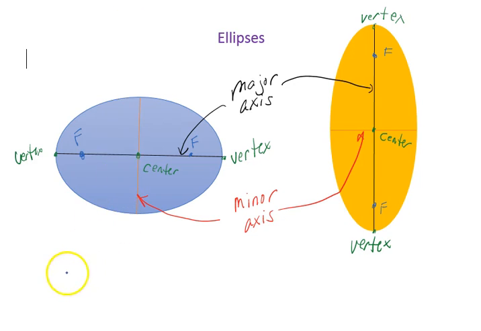Again, F is your focus point, and since we have two of those, the plural of that would be foci. If you see that word, that just means more than one.